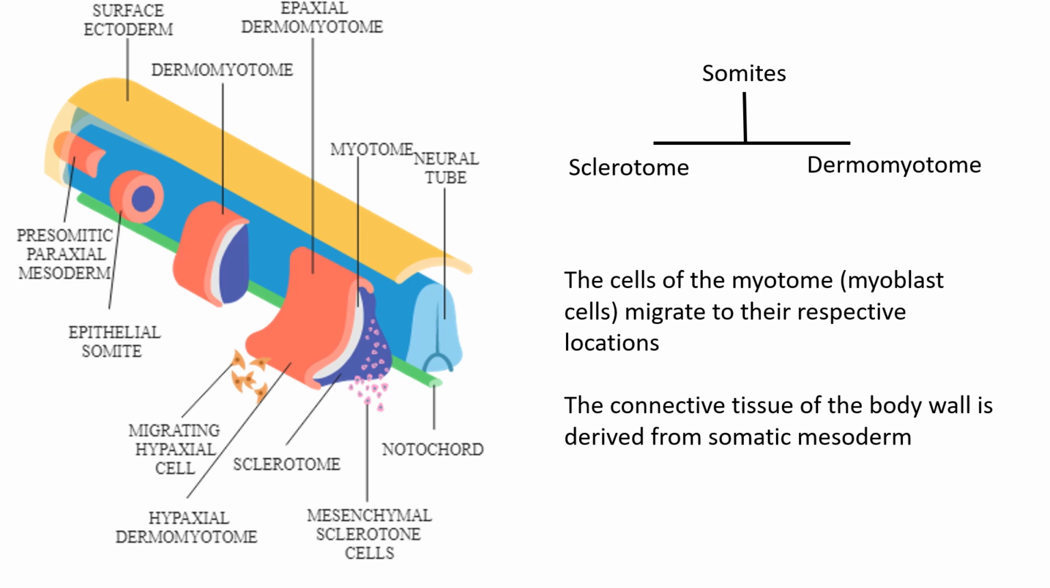Then the infraumbilical part of the anterior abdominal wall is developed from the cells that migrate from the lower end of the primitive streak. So that completes the anterior abdominal wall.